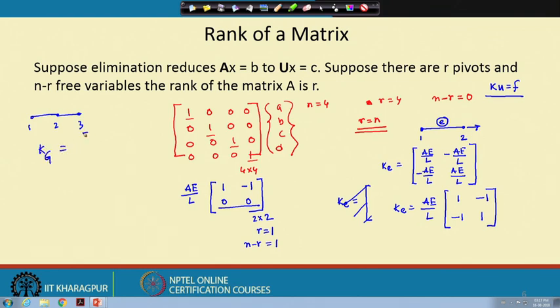1 minus 1 0, then minus 1 2 minus 1, then 0 minus 1 1. So, this will be our global stiffness matrix. If you try and find out the rank of this matrix, you will see that the rank is less than 3. So, this matrix will also not be invertible.